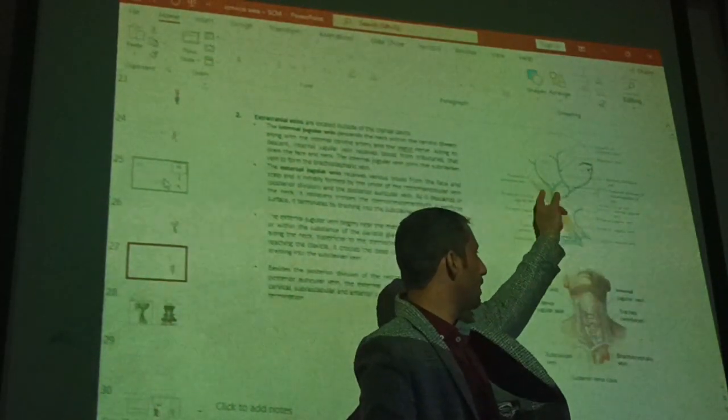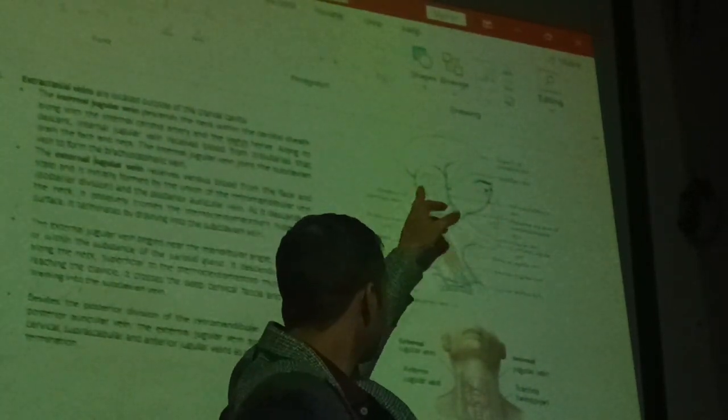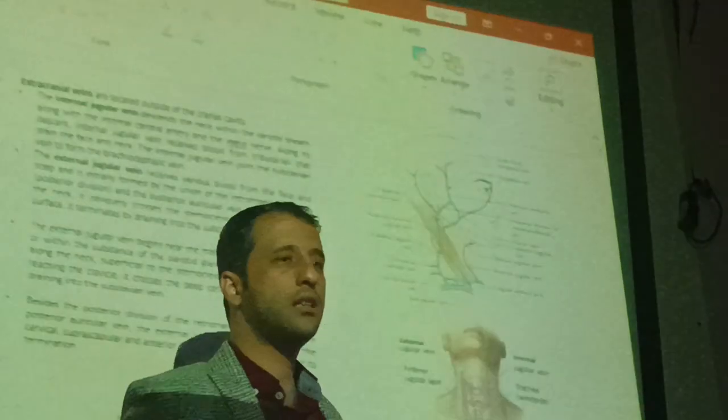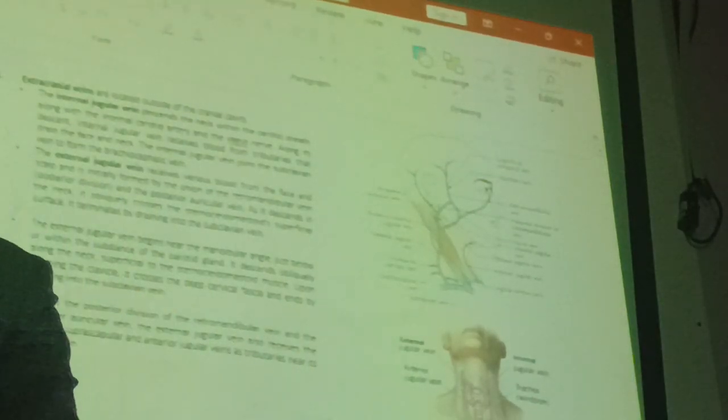I will say it. The external jugular vein, as you can see here, is created by the union of two veins, the posterior auricular vein and the retromandibular vein. The posterior auricular vein and retromandibular vein connect together posterior to the ramus of the mandible to create the external jugular vein.